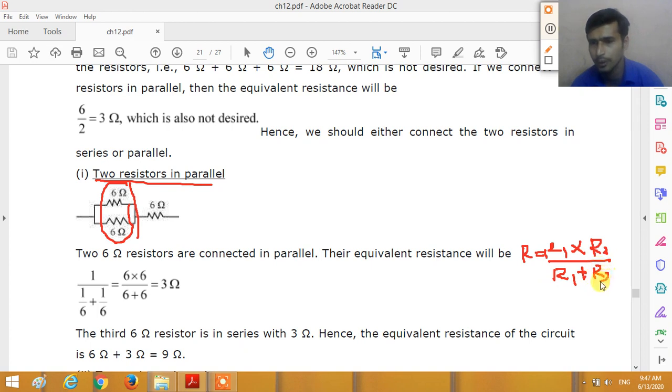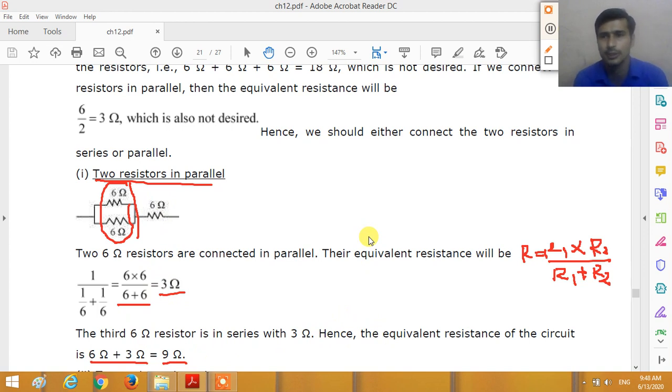So when we put both resistors R1 and R2 as 6 ohm, 6 multiplied by 6 divided by 6 plus 6, we obtain 3 ohm. So the equivalent resistance of this combination of 6 ohm and 6 ohm is 3 ohm, and in this combination the other 6 ohm is connected in series, right? So the total resistance is the series of this 3 ohm with the 6 ohm. Hence the equivalent resistance we obtain is 6 plus 3, equal to 9 ohm. So that is the correct answer.